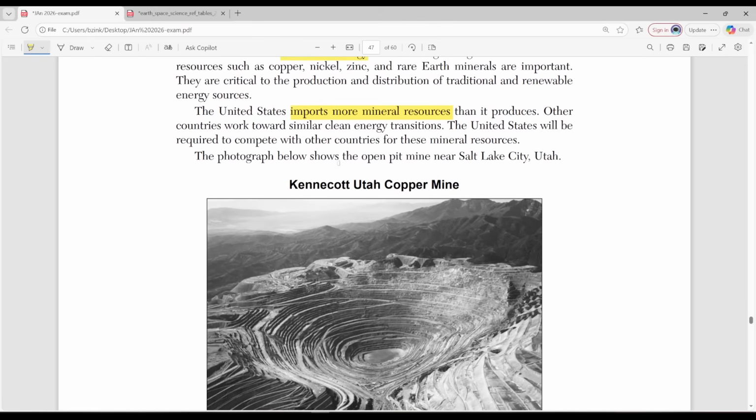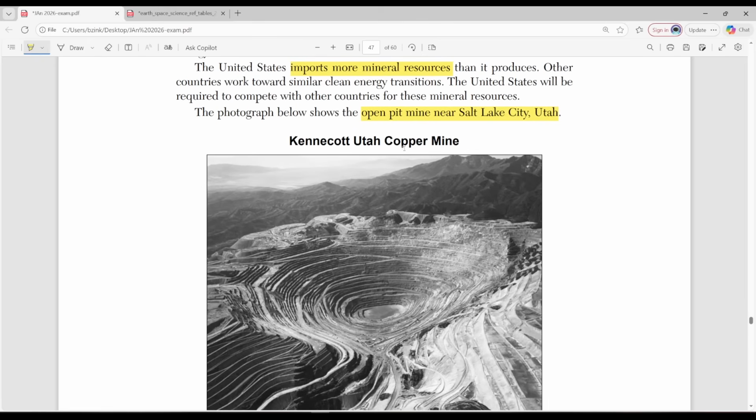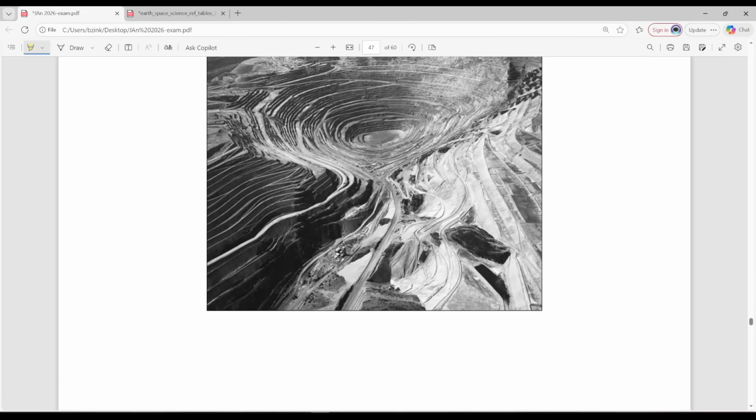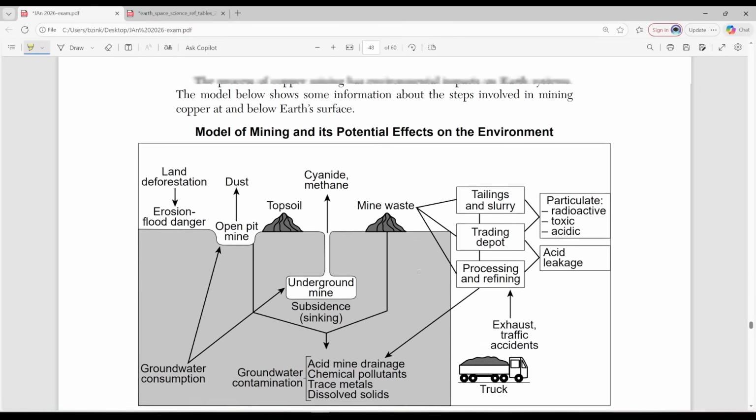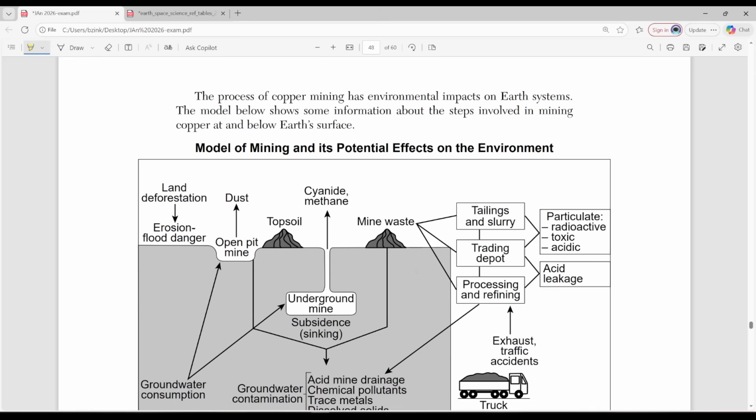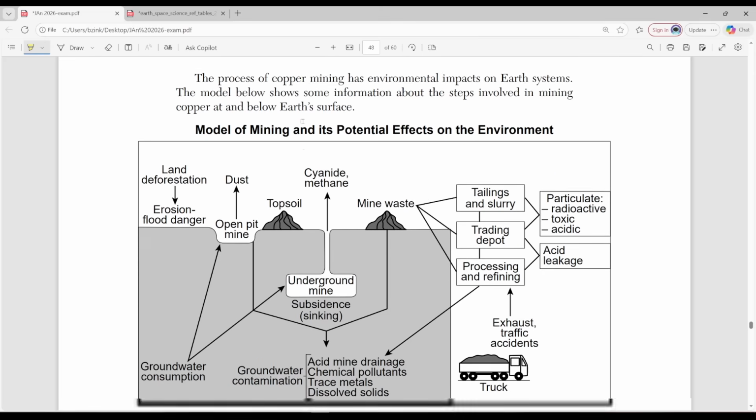There's an open pit mine near Salt Lake City. We got copper. Okay, now we're talking about how to mine copper. Model of mining is potential.